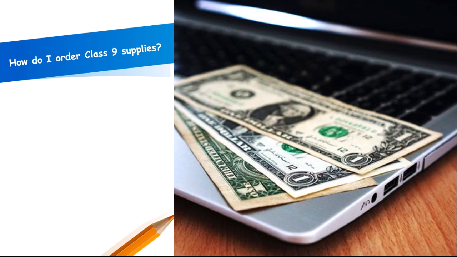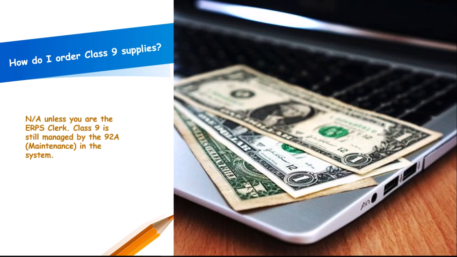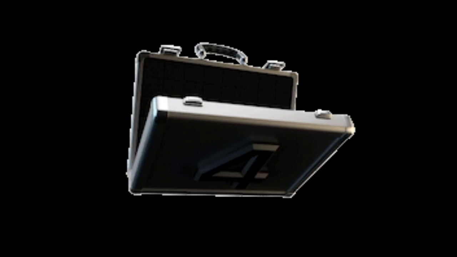How do I order Class 9 supplies? That is not applicable unless you are an ERPS clerk. Class 9 items are still managed by the 92 Alpha or the maintenance section in the system.